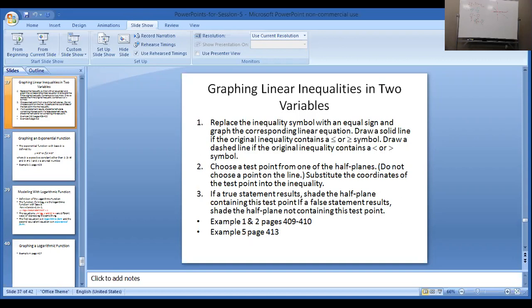Graphing linear inequalities in two variables. Now, let's say we have inequalities with two variables. I think the best way to do it is just look at an example. You can read the PowerPoint, but I want to go over an example that makes it much easier. Let's go to page 409.